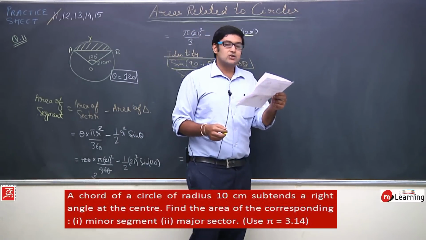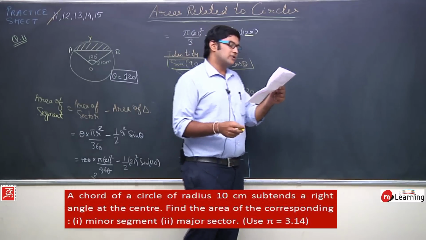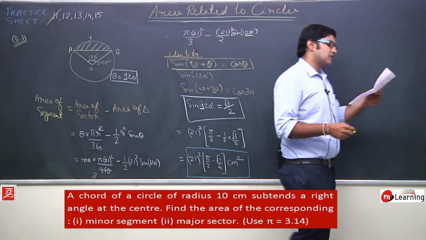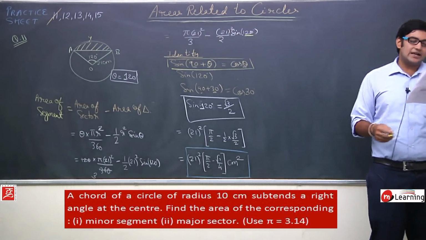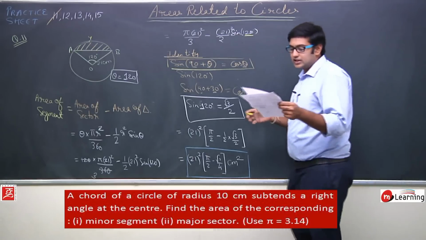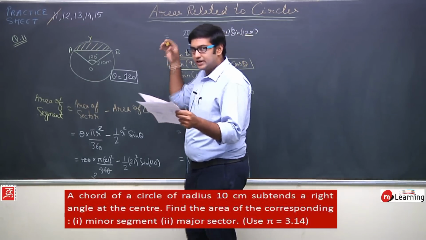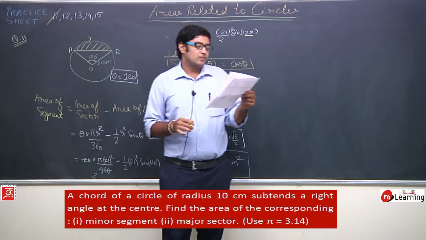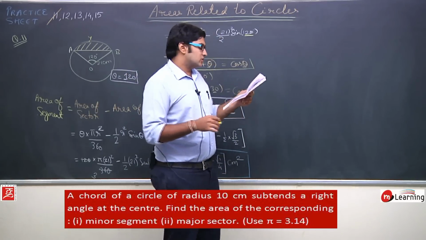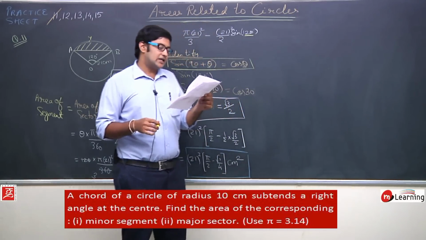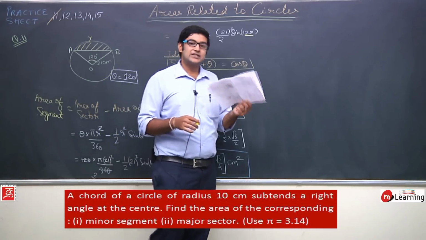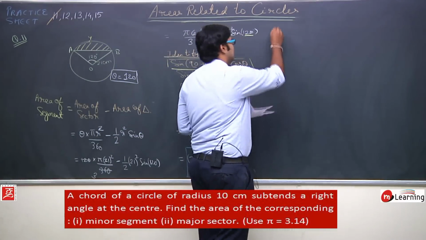Next question, question number 12 says: a chord of a circle of radius 10 centimeters subtends a right angle at the center. Okay, so there is a chord in a circle which subtends a right angle at the center. Find the area of the corresponding minor segment and second, the major sector.